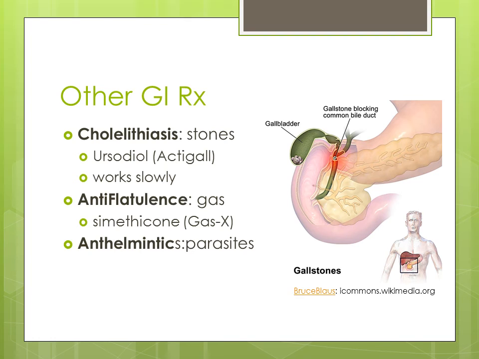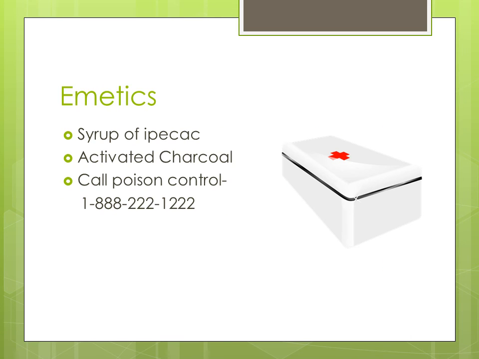Flatulence is gas released by the GI tract. Antiflatulents like dimethicone, or Gas-X, may be used. Anthelmintics are medications that are used for intestinal parasites like roundworm, tapeworm, and pinworms. These medications are neurotoxic to the parasite.